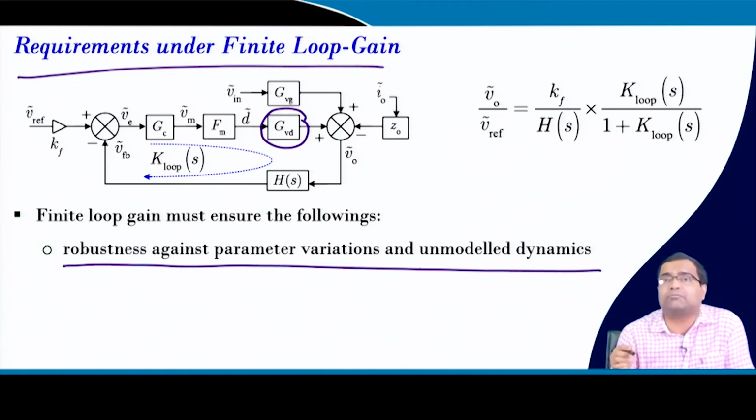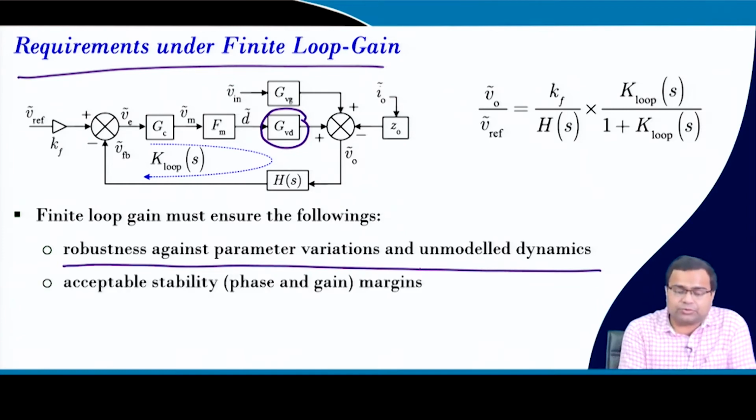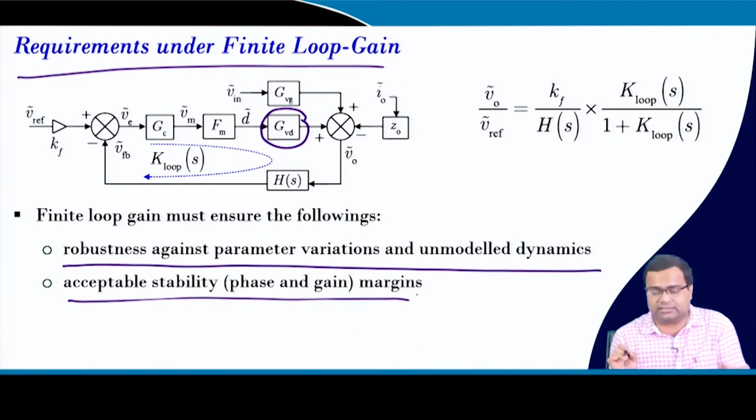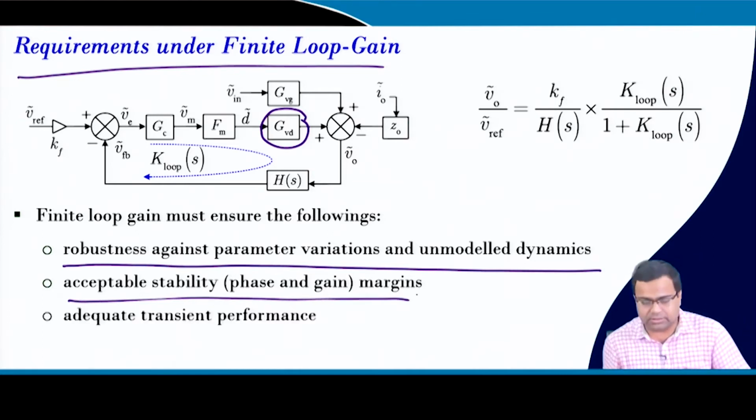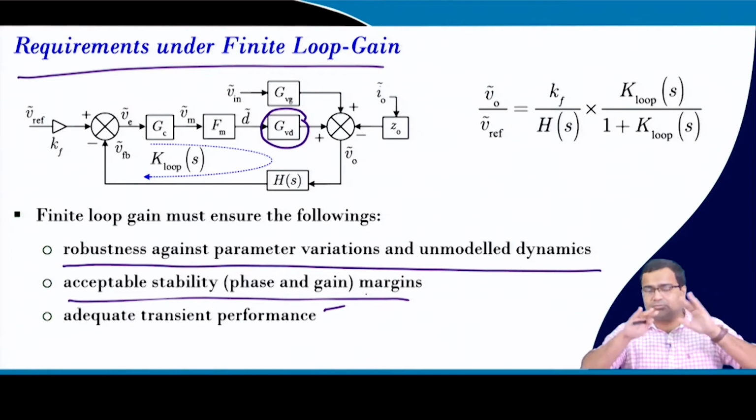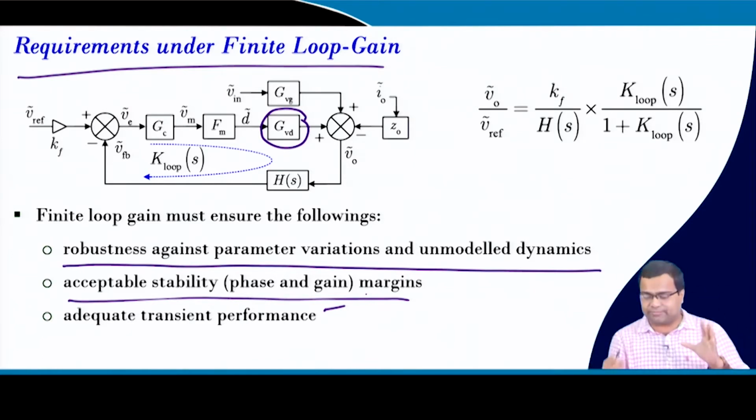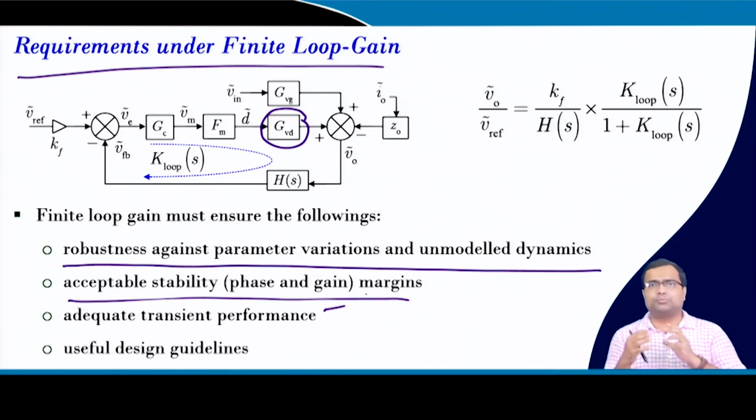So, there will be some unbounded dynamics, although they are at very high frequency, but that can also be incorporated. Then we should have acceptable stability margins, gain margin and phase margin, and we need to achieve adequate transient performance, because we should not have very high overshoot or undershoot, and our settling time should also be very fast. We should also provide some useful design guidelines. In the subsequent lecture we will give you all the design guidelines.